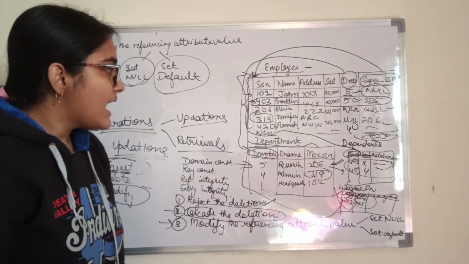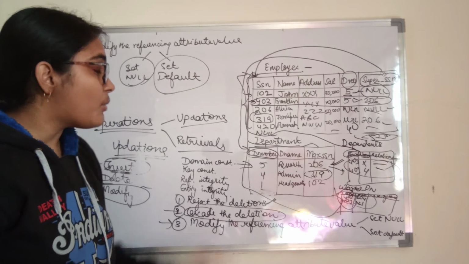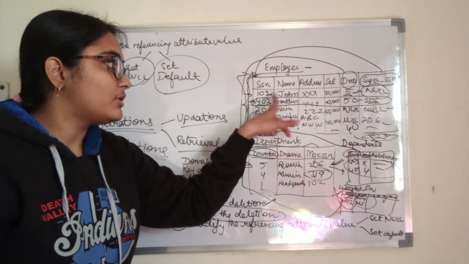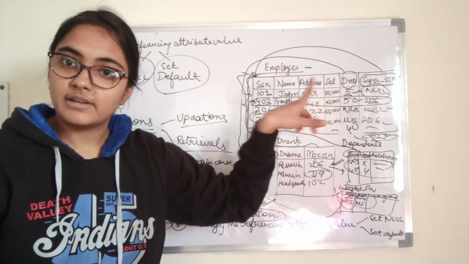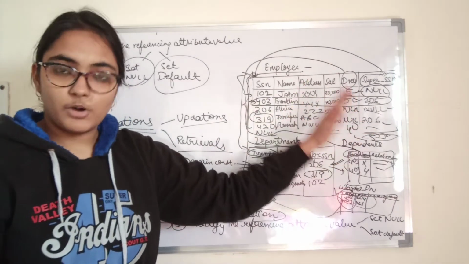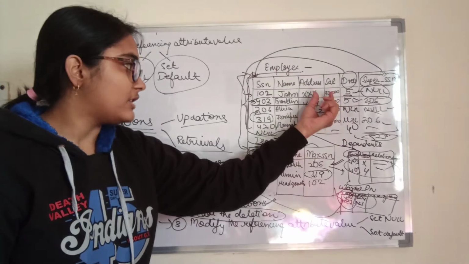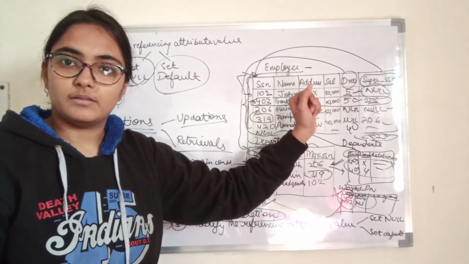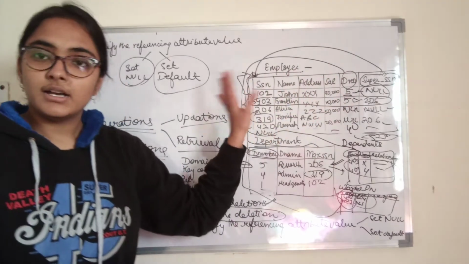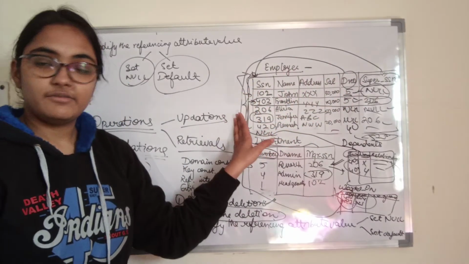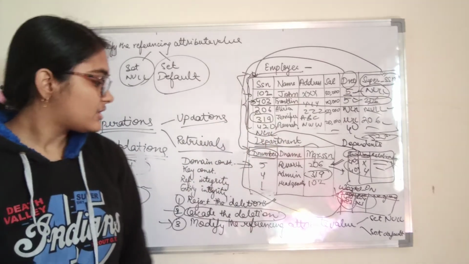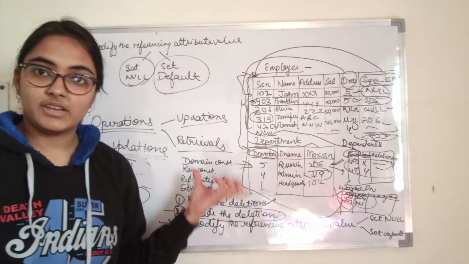Let us say I want to update the salary of an employee whose SSN is 102 to 28,000, right? So that is an example of modify operation, right? We are trying to update or modify the value of some attribute from some tuple in some particular relation, right? That is how modification operation is done. So what can modification lead to? Which kind of constraint violation can modification lead to?